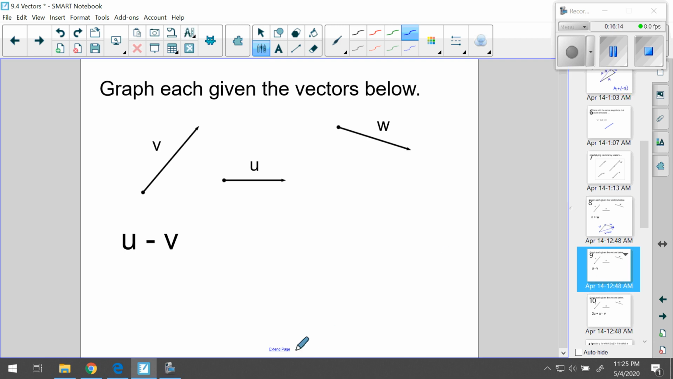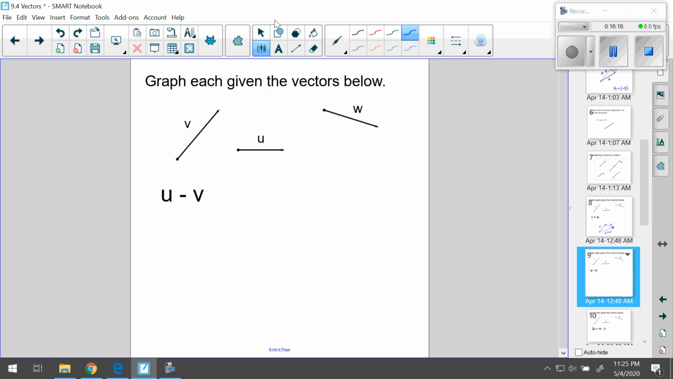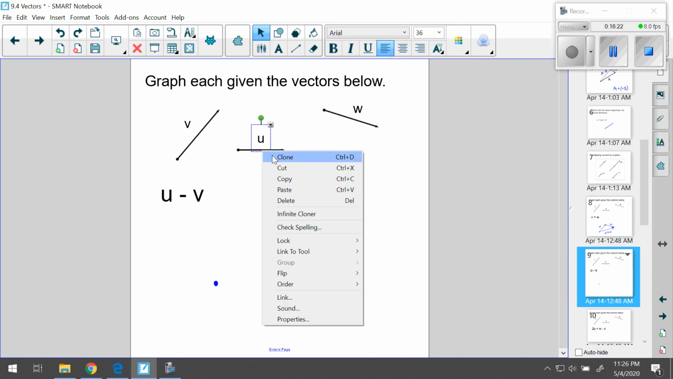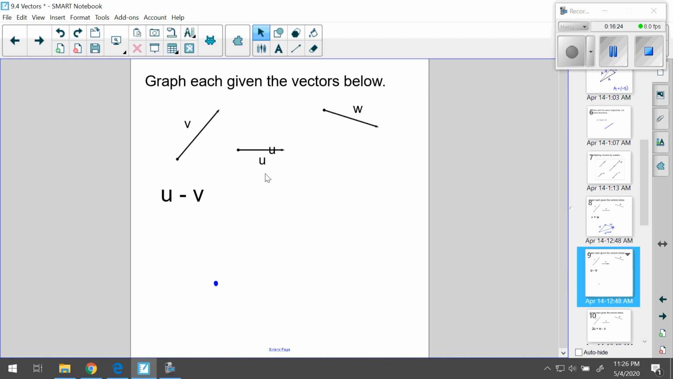All right, here's another one. This one wants us to show u minus v. So again, just pick a starting point, and then we're going to start with u. So from that starting point, oops, I cloned the wrong thing. Let's try that one more time. Oh, there we go. All right, so we're going to head in the direction and the magnitude of u. So that lands us right here.